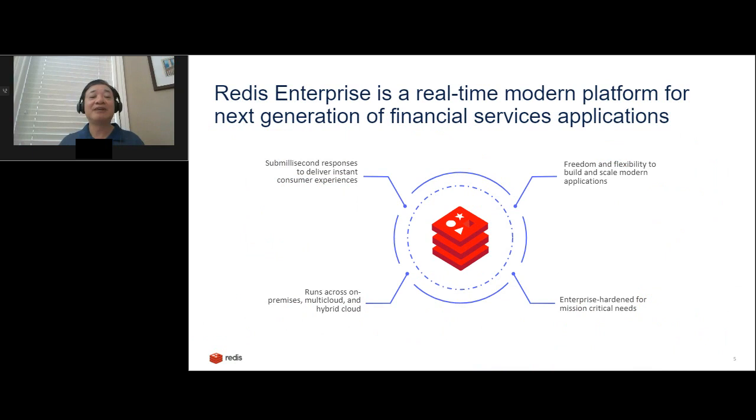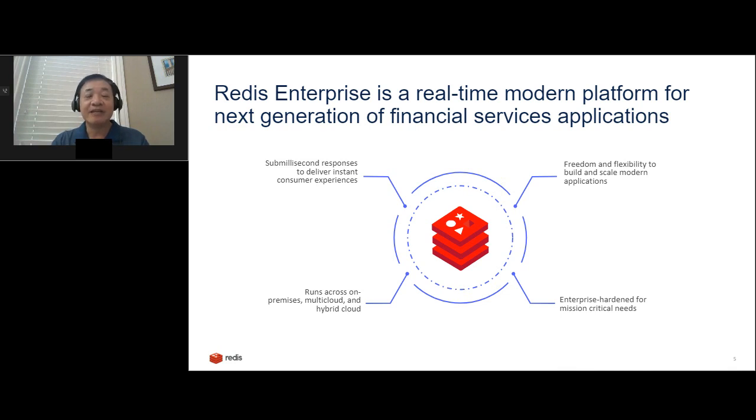So why is Redis Enterprise the ideal real-time modern platform for this next generation of financial services applications? I'll drill down to some of them that I already mentioned. Number one, instant experiences, right? Being able to deliver sub-second responses because we're in memory, providing that seamless user experience. We provide the freedom and flexibility to build and scale modern applications, ones that are moving to microservices, right? Being able to support all the different data structures and data models on one data platform provides that unified layer for all those microservices.